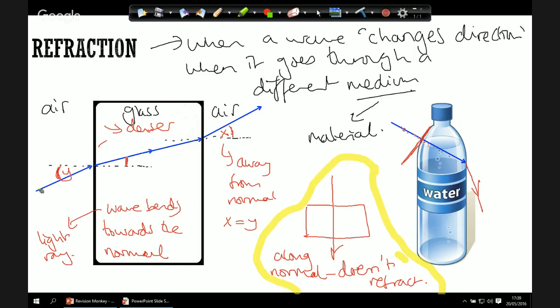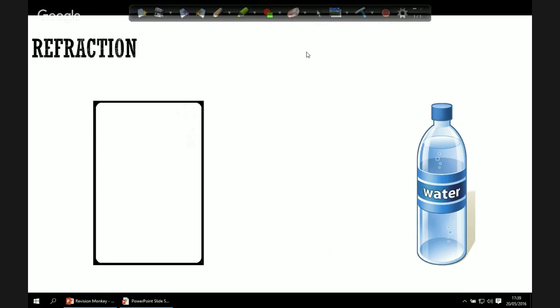But in this case, you would have the case where the light goes in, changes direction, slows down, and then speeds up again and changes direction as it goes out. So that is refraction. Next, I want to look at diffraction.